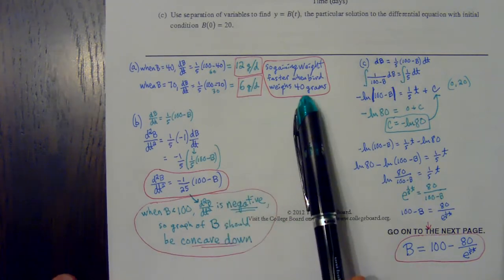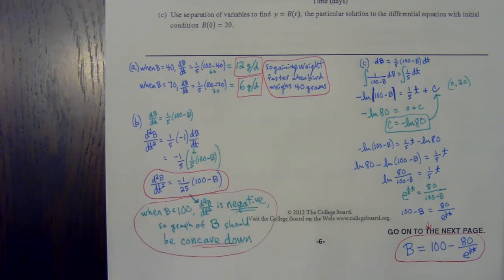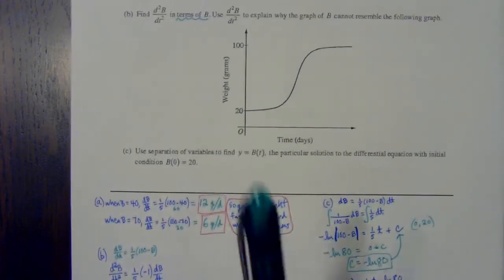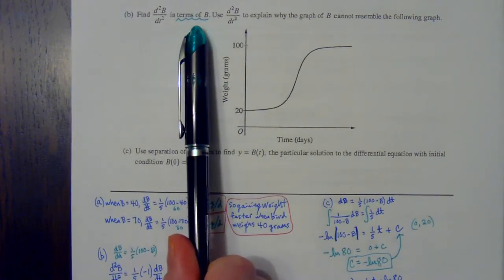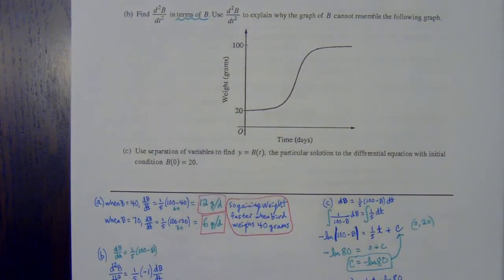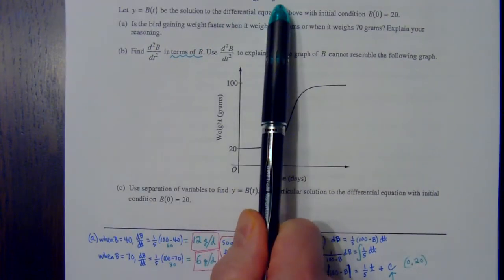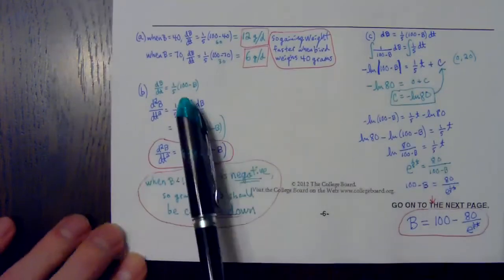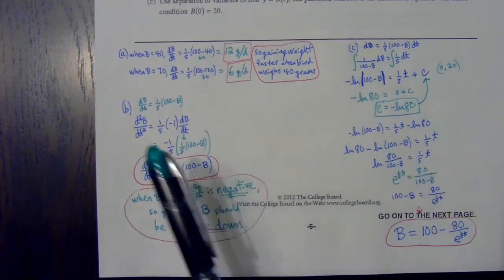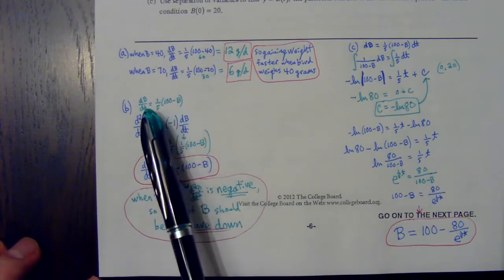So yeah, 40 grams. That's our answer for part A. And in part B, it tells us to find the second derivative in terms of B. You'll see a few problems like this before we actually take this test, but you're going to take the derivative of that first derivative. So I wrote that down here so we can see everything we need. There's our first derivative. I'm going to take the derivative of that.